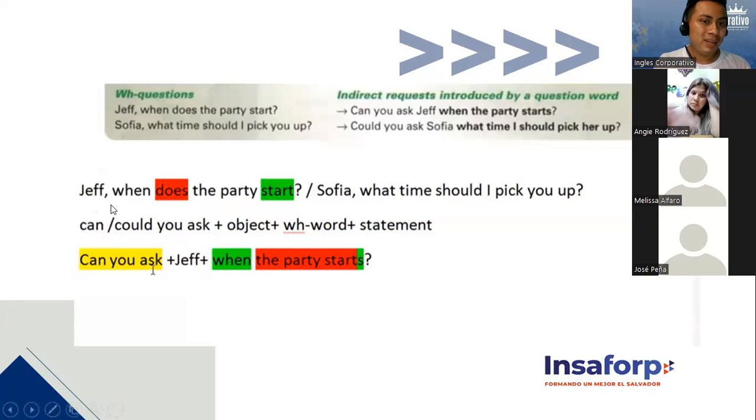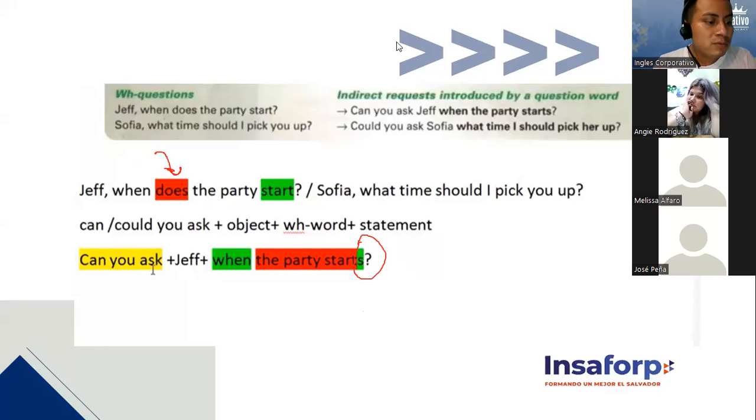Well, Jeff, when does the party start? And then Sophia, what time should I pick you up? Now, how do we make indirect? Can you ask Jeff when? And then we don't use the auxiliary anymore. It's not okay to use it because we don't need it. And then since it is simple present, we have to apply the letter S to the verb start.